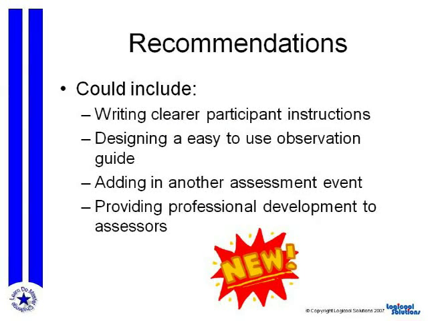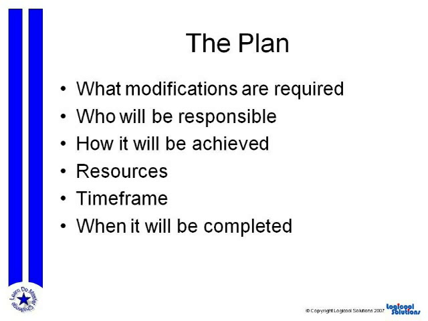The third step of validation is contribute to the validation outcomes. The overall outcome of the validation process is a series of recommendations on what can be improved to improve the assessment tool and processes. Recommendations could include writing clearer participant instructions, designing an easy-to-use observation guide, adding in another assessment event to cover more evidence, providing professional development to assessors in areas that they are weak in. A plan should be drawn up which explains what the modification required is, who will be responsible for it, how it will be achieved including any resources required and timelines, and when it will be completed.